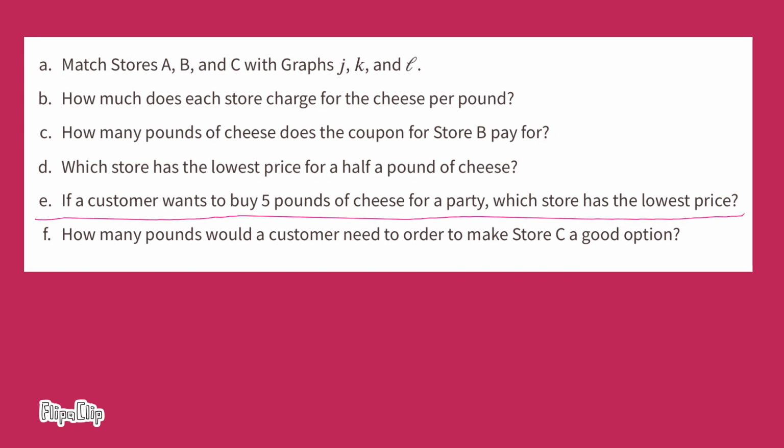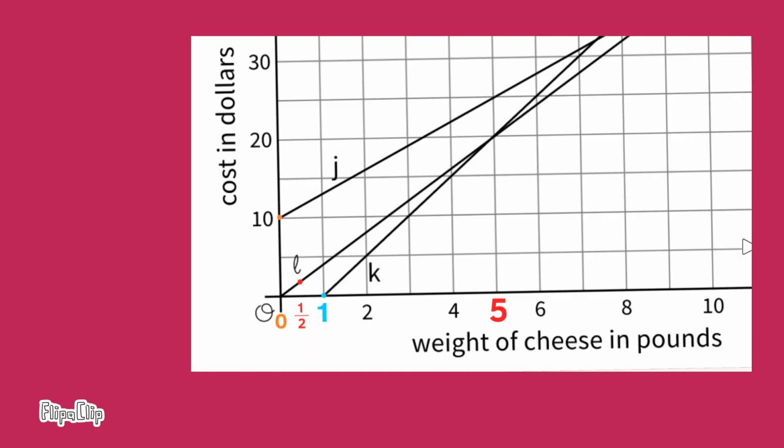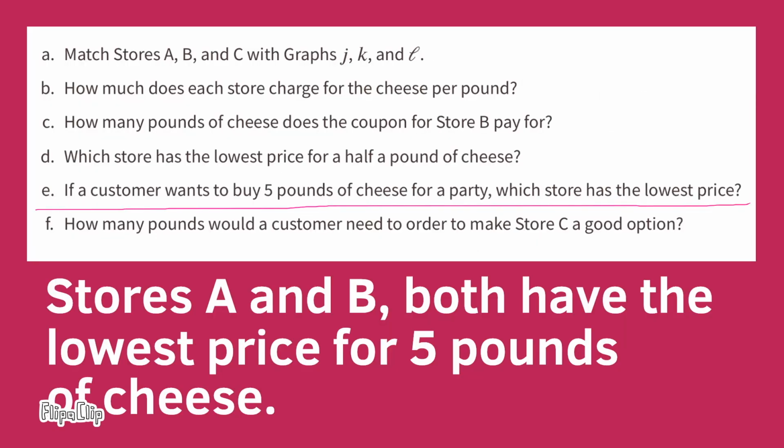If a customer wants to buy 5 pounds of cheese for a party, which store has the lowest price? Look at lines J and K. Do you see where they intersect? They intersect exactly at the point of 5 pounds of cheese and $20. And above that, you can see line J represents 5 pounds of cheese at $25. Lines L and K represent stores A and B. They both have the lowest price for 5 pounds of cheese.